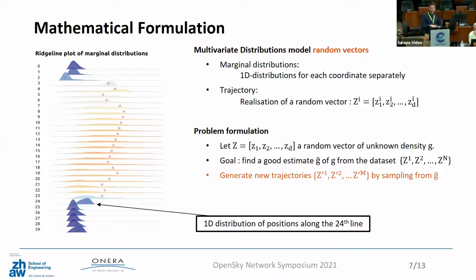Mathematically speaking, we consider that a trajectory is a realization of a random vector. So to formulate the problem mathematically, we just have a random vector z that is following an unknown density g. The goal here is to find a good estimate of this density g that we call g hat. We find it with the data set we constructed before. And once we have this estimate g hat, we can generate new trajectories by just sampling from this new density we estimated.